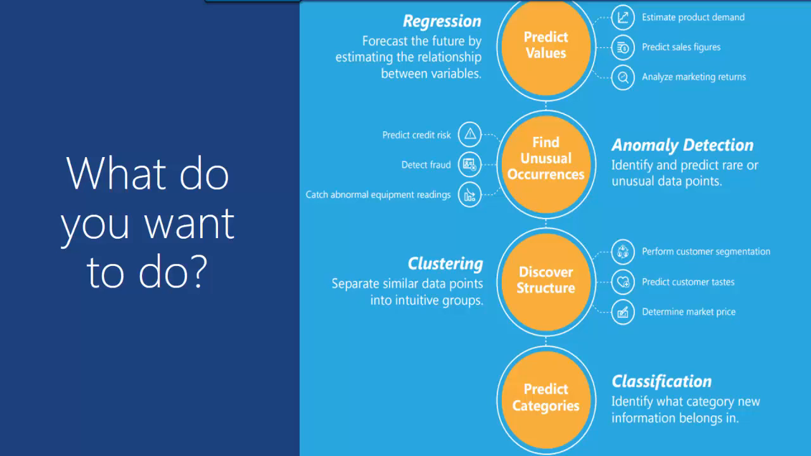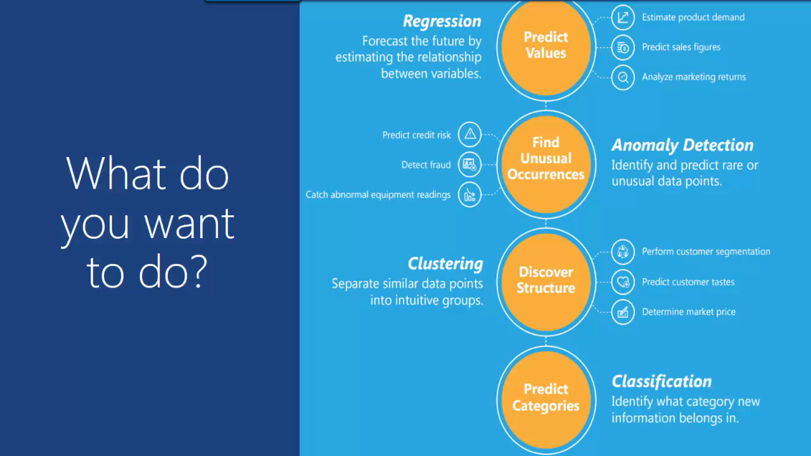The next class of algorithms is for whenever you want to find unusual occurrences, and this is what we call anomaly detection. For example, you want to predict credit risk, figure out if some kind of fraud is happening, or catch some kind of abnormal equipment reading. All of this comes under anomaly detection, and there are certain algorithms which are specifically focused on anomaly detection scenarios.